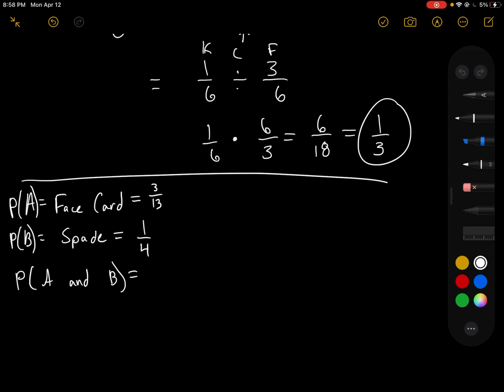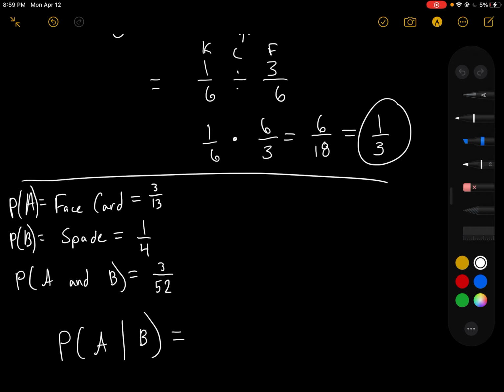Now the probability that we get both of these is basically asking us, when do we have face cards that are also spades? Well, of the face cards, 1 of each of them will be a spade, out of a standard 52 card deck. So that is basically the two of those together.